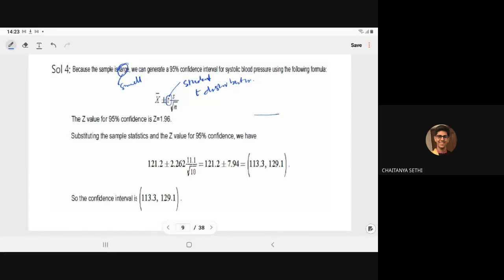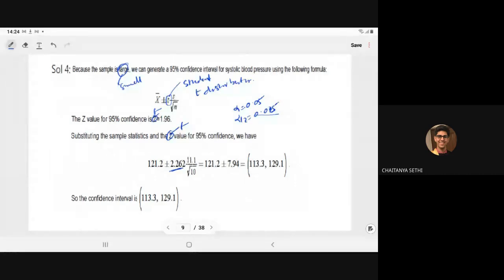So here, substituting the sample statistics, the z value for the 95%, we have. Here it should be the t value. So the t value will be 2.262, right? So here we put the t alpha by 2. For 95% confidence, alpha is equal to 0.05, so alpha by 2 will be 0.025. So t alpha by 2 from the table is 2.262. Otherwise it is the same.